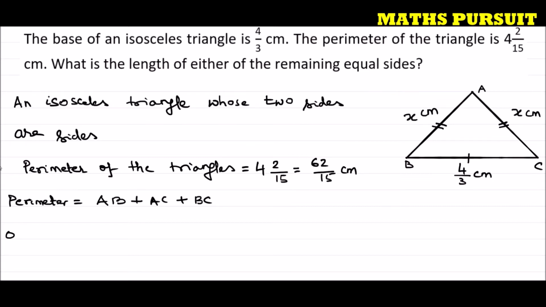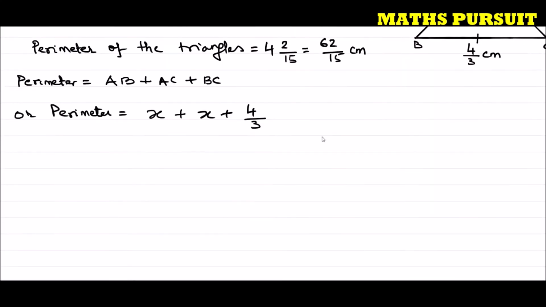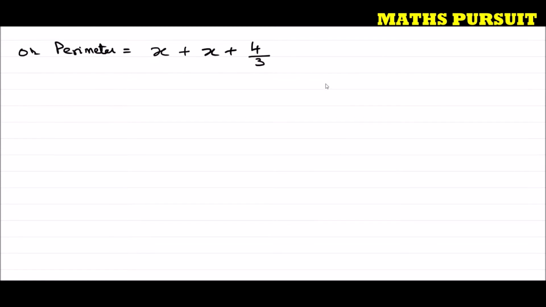Now let us work out the perimeter. Perimeter is equal to AB x plus AC x plus BC. BC is 4 upon 3. What we got is perimeter is equal to x plus x plus 4 upon 3. Or I can write perimeter is equal to 2x plus 4 upon 3. This is what we got.